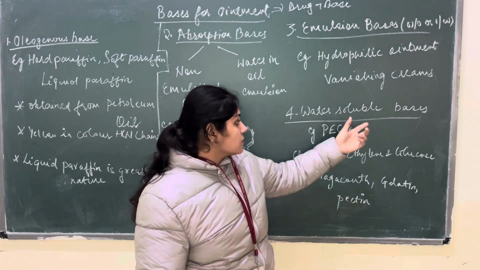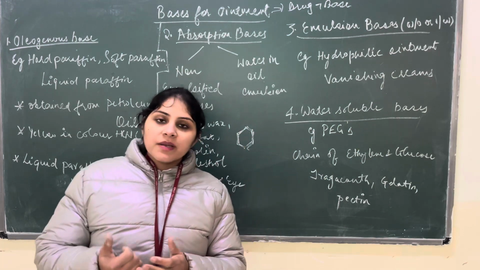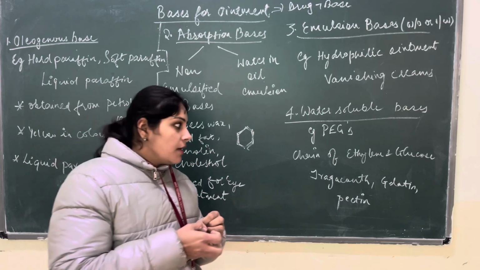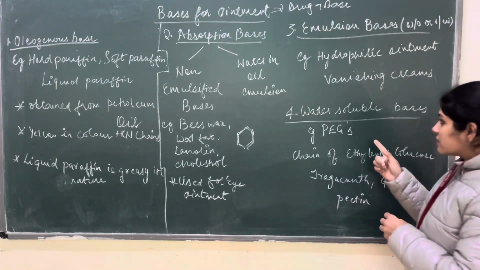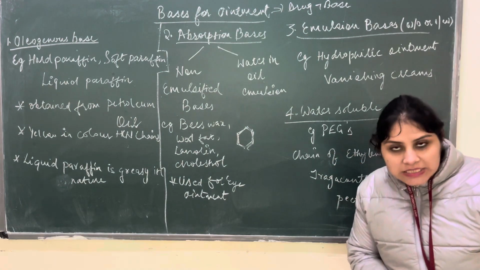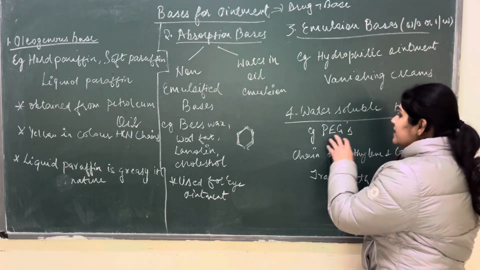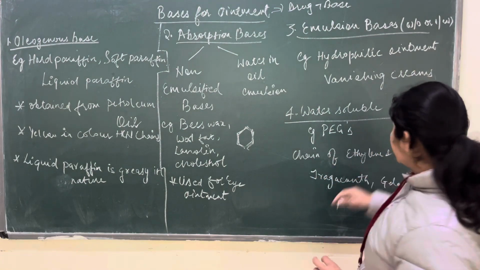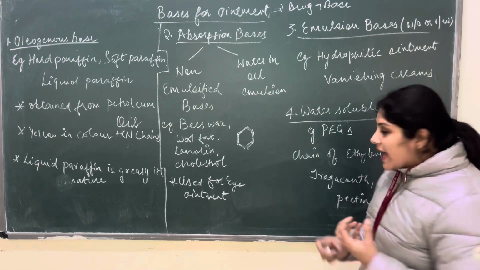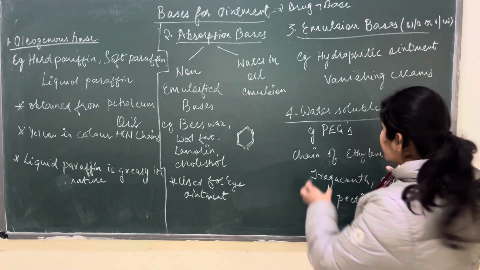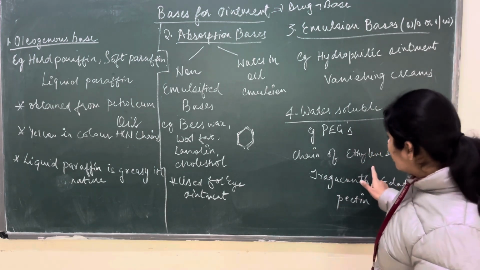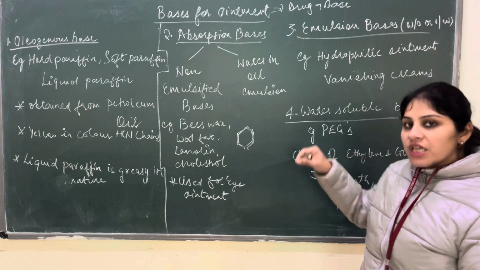Then come the water soluble bases. Water soluble bases are the bases which are soluble in water, meaning they can be solubilized in water. They include PEG, polyethylene glycols. Polyethylene glycols are chains of ethylene and glycol. As glycol is soluble in water, they become chains of polyethylene glycols, and there are different chains of glycol and ethylene.